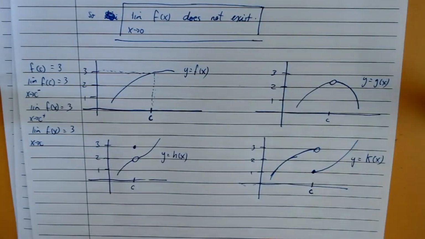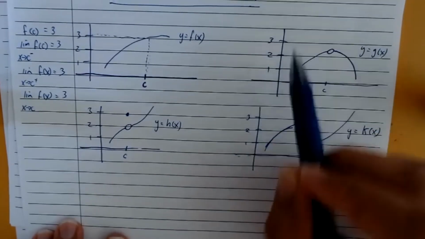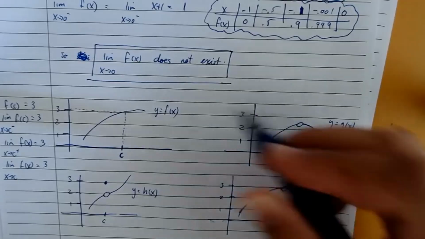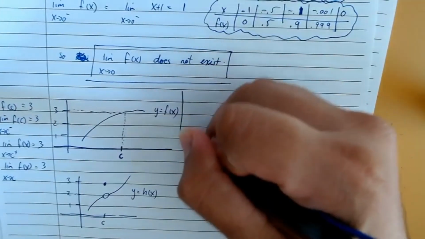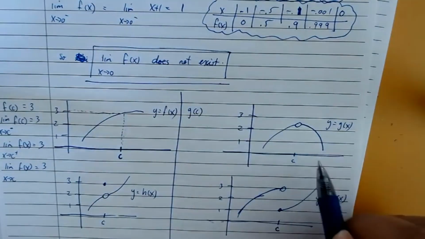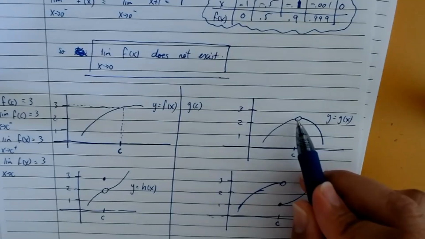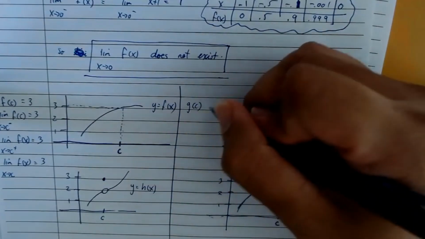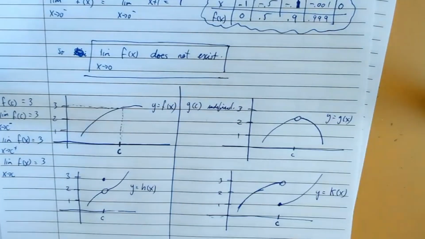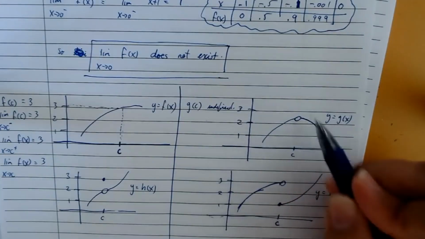Okay. Now let's consider this one right over here. This one's g. So what is g of c? That's undefined. Because notice, there's a hole in your graph. There's a discontinuity. So here, this is undefined. But I can still find the limits.